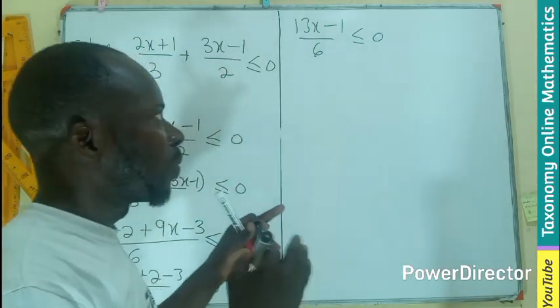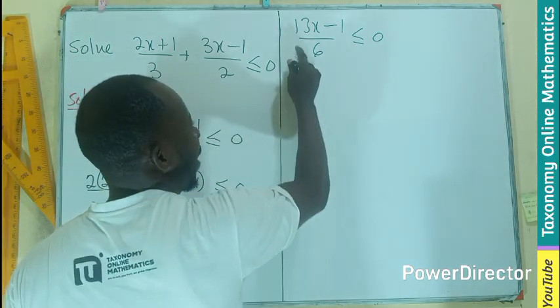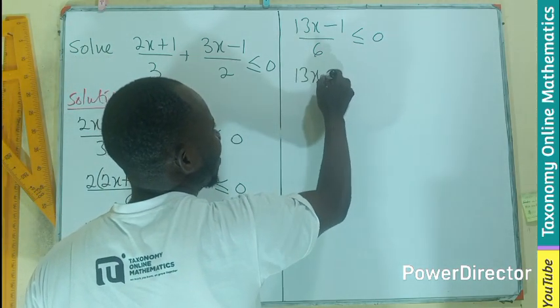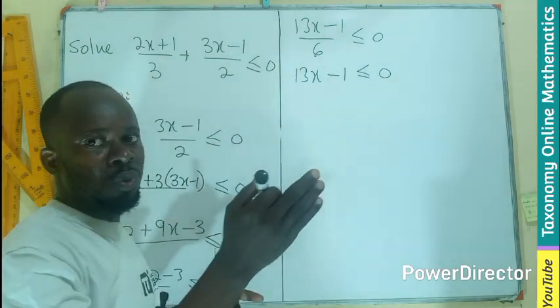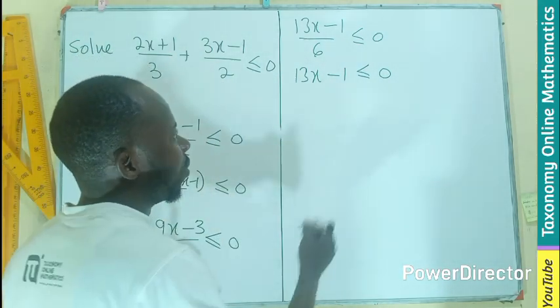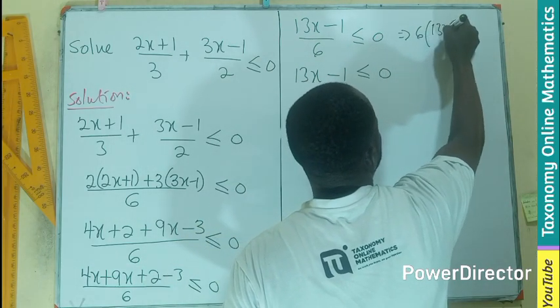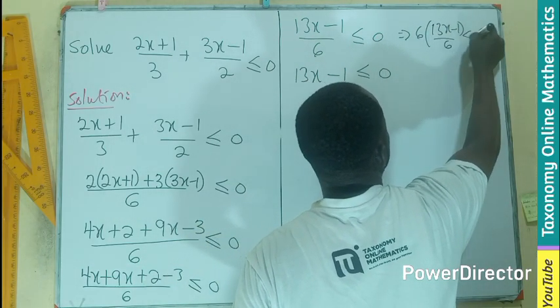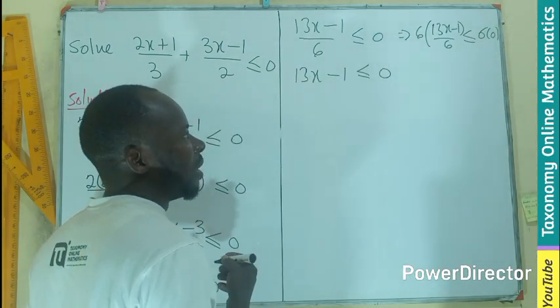So in this case, we can now multiply by the LCM. So if I multiply, I'll be having 13x minus 1 less or equal to 0, multiplying through 0 times 6. So this can also be 6 times (13x minus 1 over 6), 6 times what? 0. That is what gives birth to this.